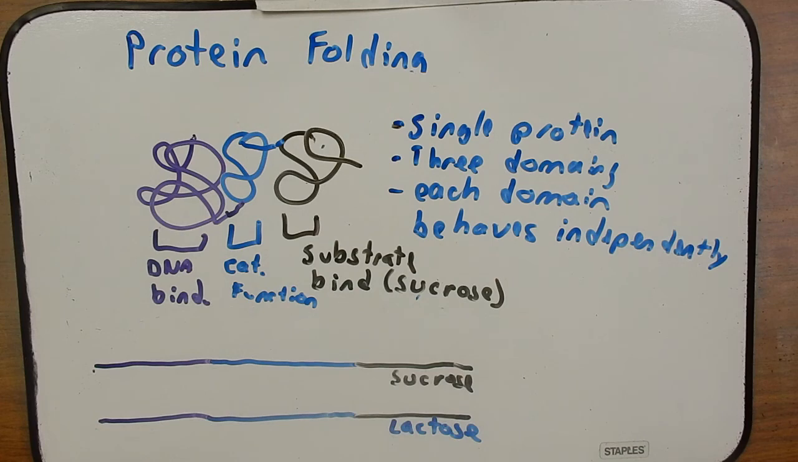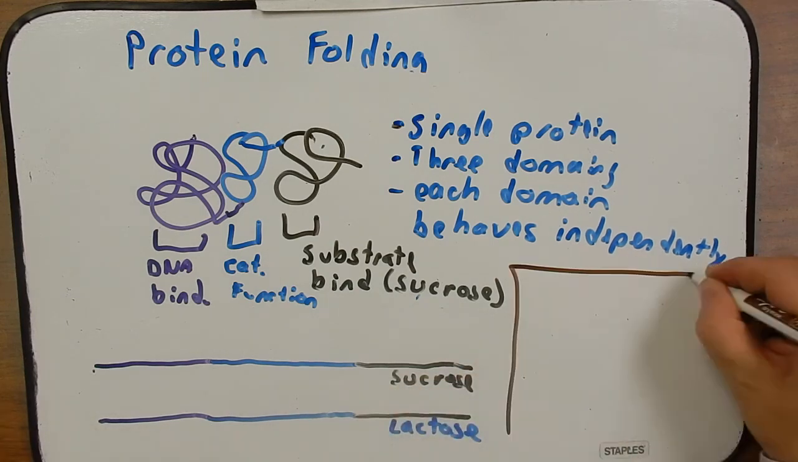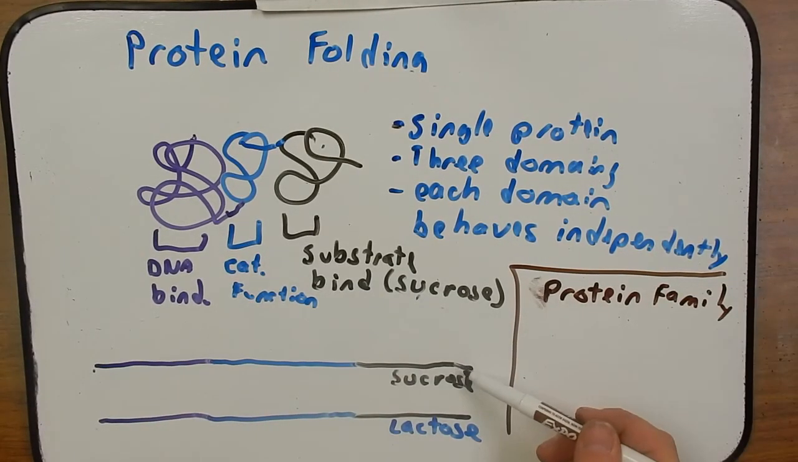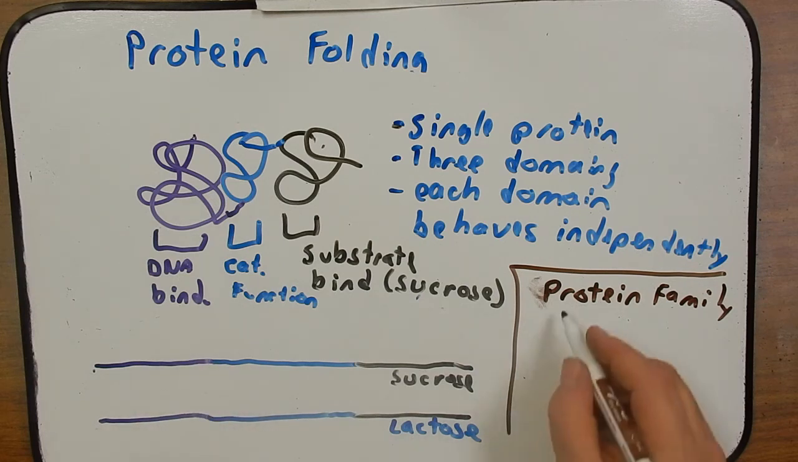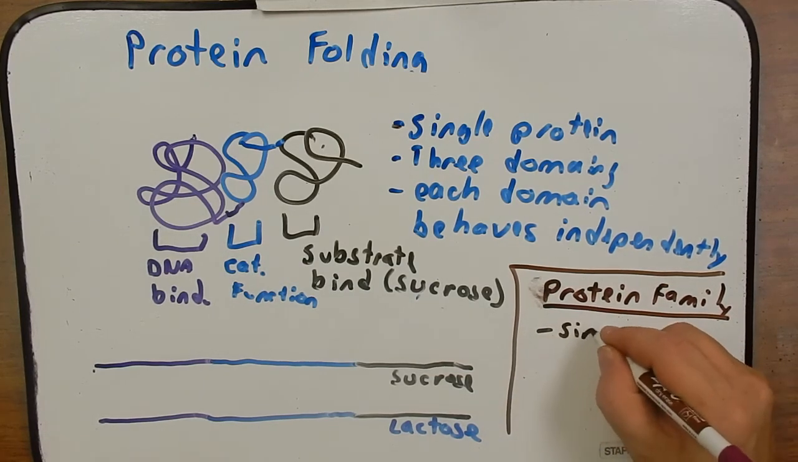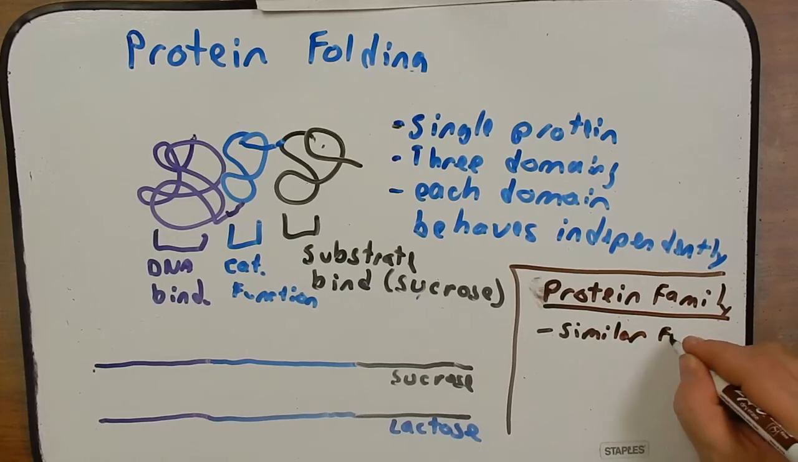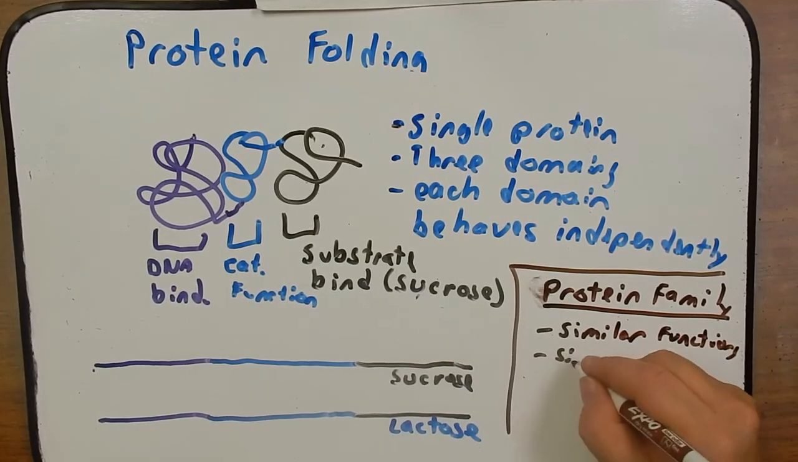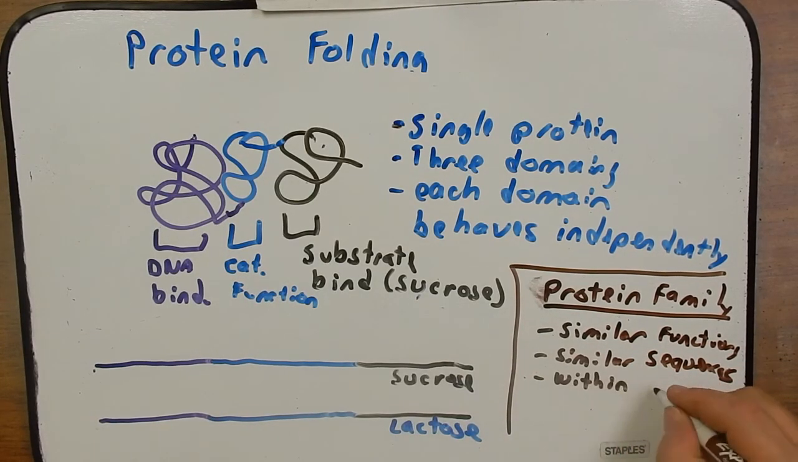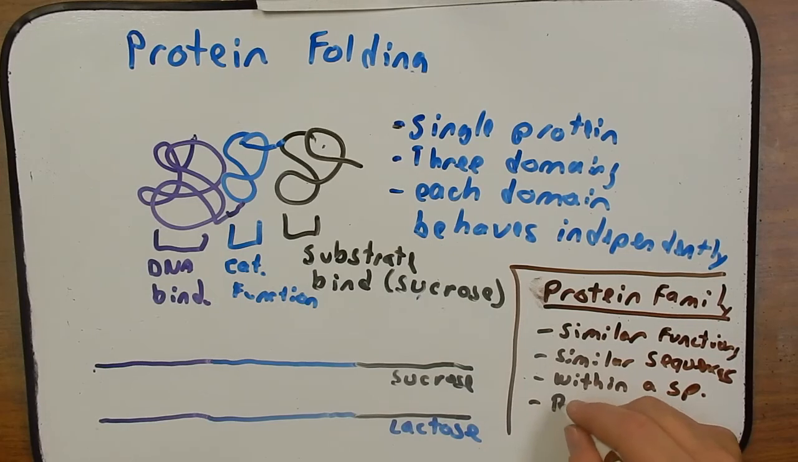Now this brings us to a new topic, and I want to keep this all here because it's related, and that is protein family. As these new genes are being formed through mutation and duplications, they maintain enough of the sequence here, enough of the original function, that we say they form a protein family. You can have protein families that will have similar functions. They'll have similar sequences. And these family proteins can be within a species or between species.